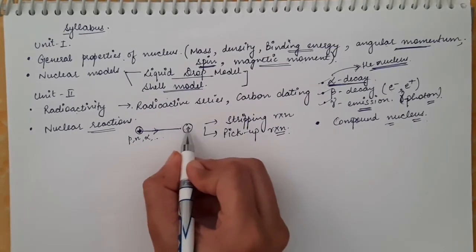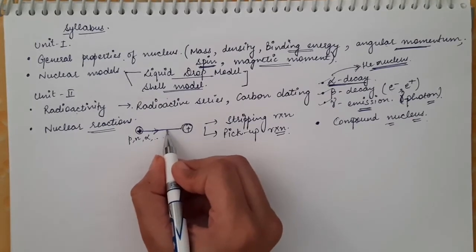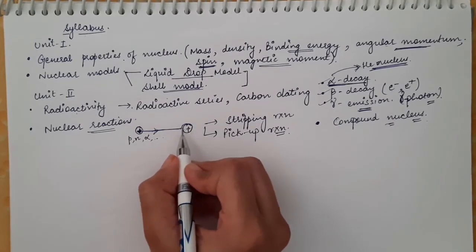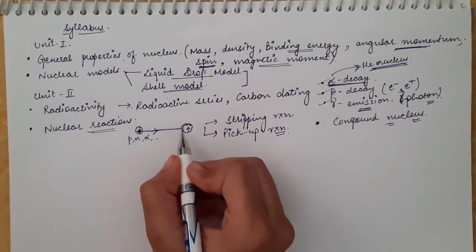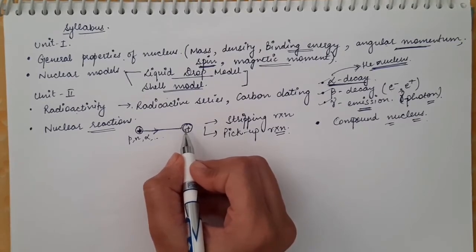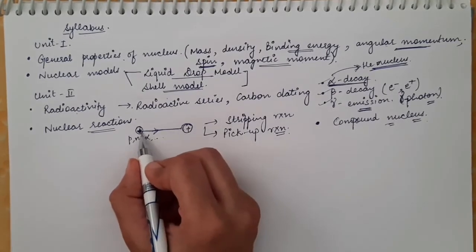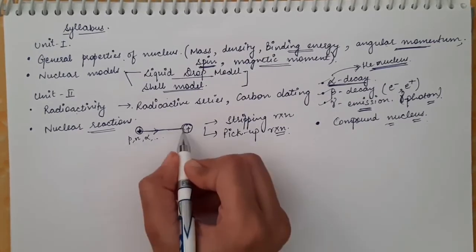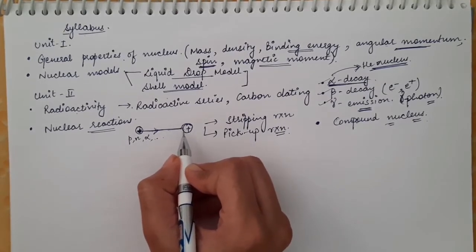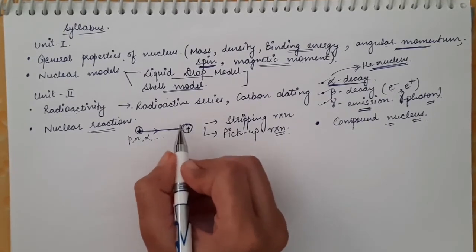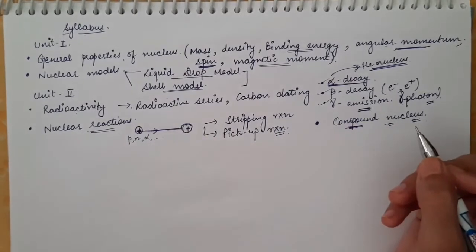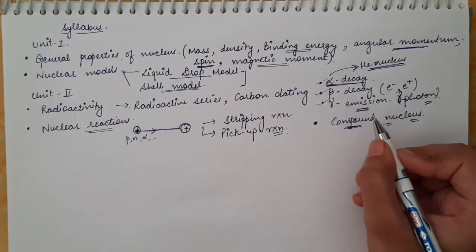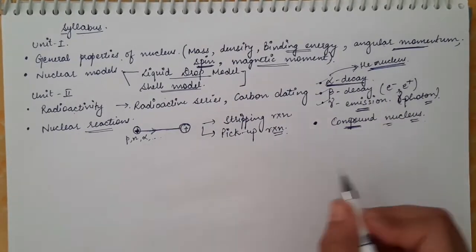So this nucleus absorbs this incoming particle, and the energy of the incoming particle is distributed among the constituents of the nucleus. We know that there are protons and neutrons inside the nucleus. So when this particle hits, it gets absorbed by the nucleus and its energy is redistributed among the constituents, and that resultant nucleus is called a compound nucleus. We will go into more detail in this chapter. This is just a quick view of the whole syllabus of this semester.